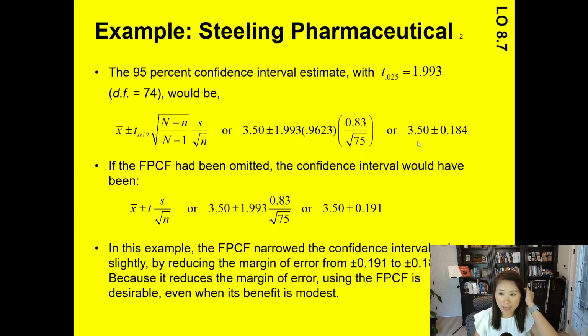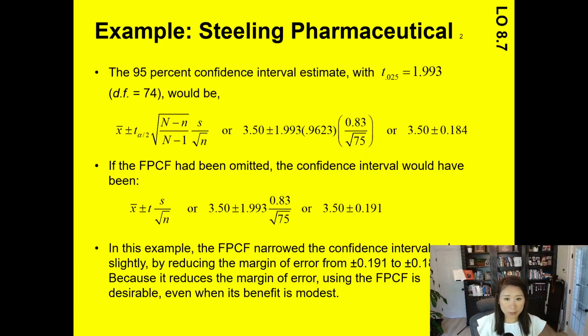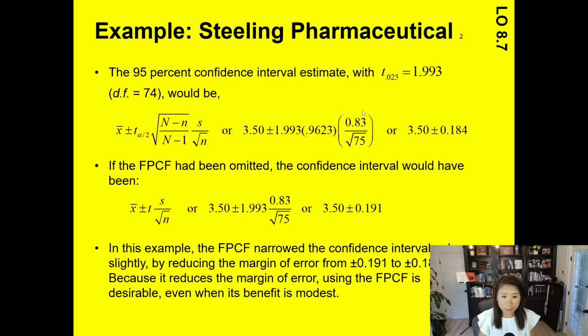That is the end of this video, and we're going to look at more examples in the computer skills lectures to see how we use Excel to help us do the calculation for this kind of problem.